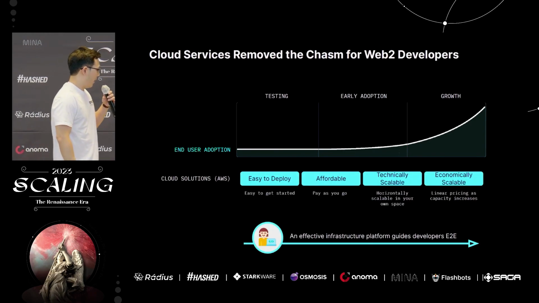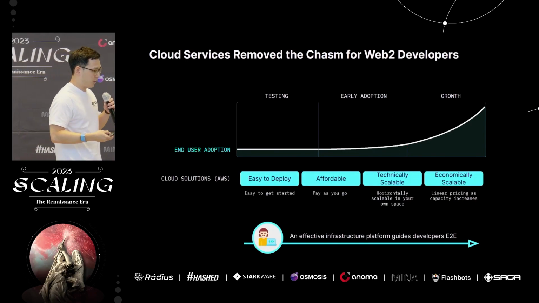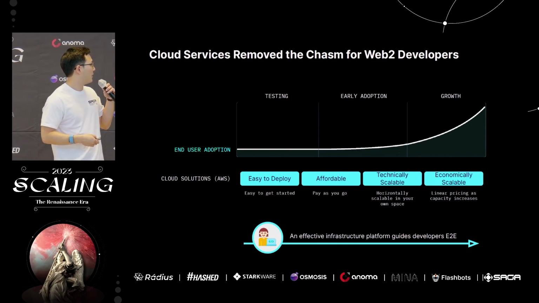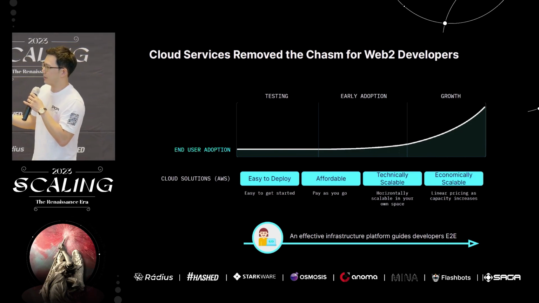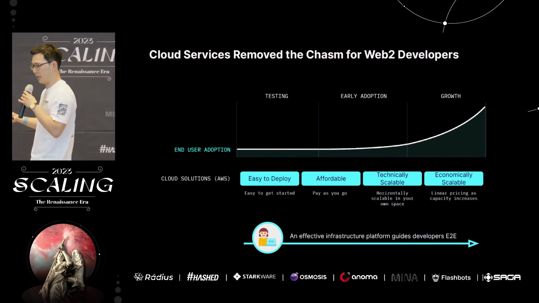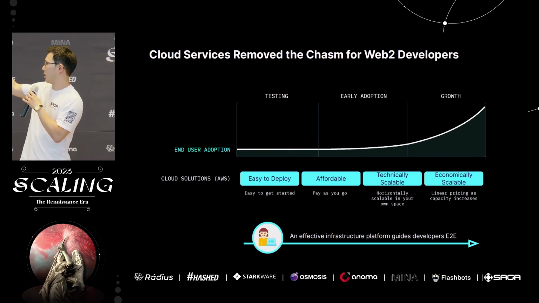So what happened in Web 2, essentially? What cloud did is it removed this barrier by making it a service, essentially. So how do you do it? What do you do in AWS? With AWS, it's pretty easy to get started.